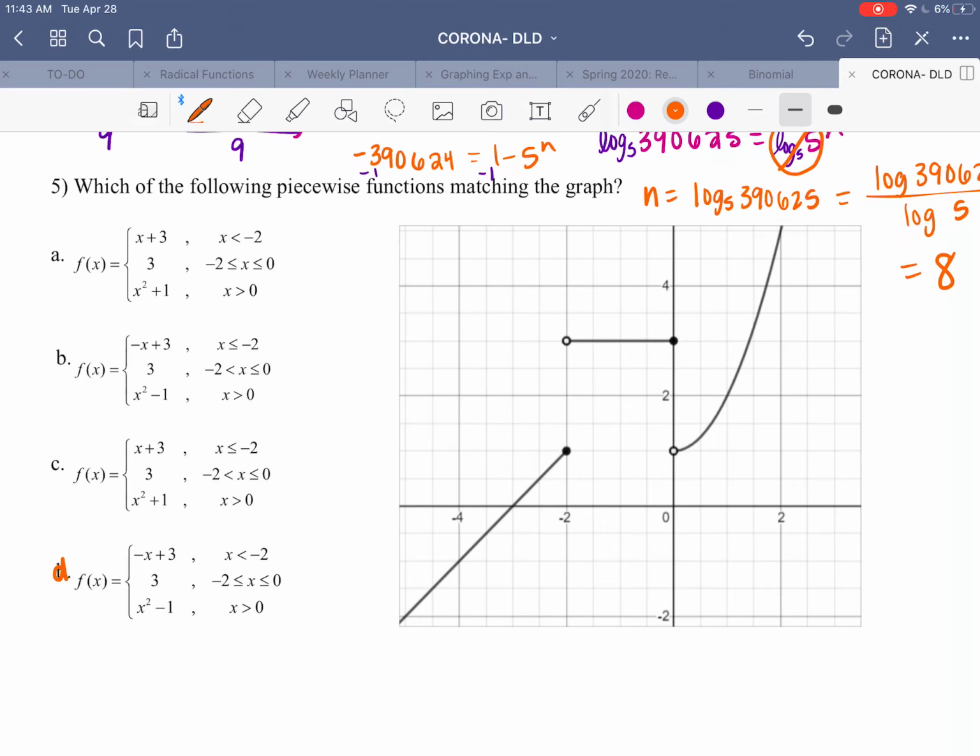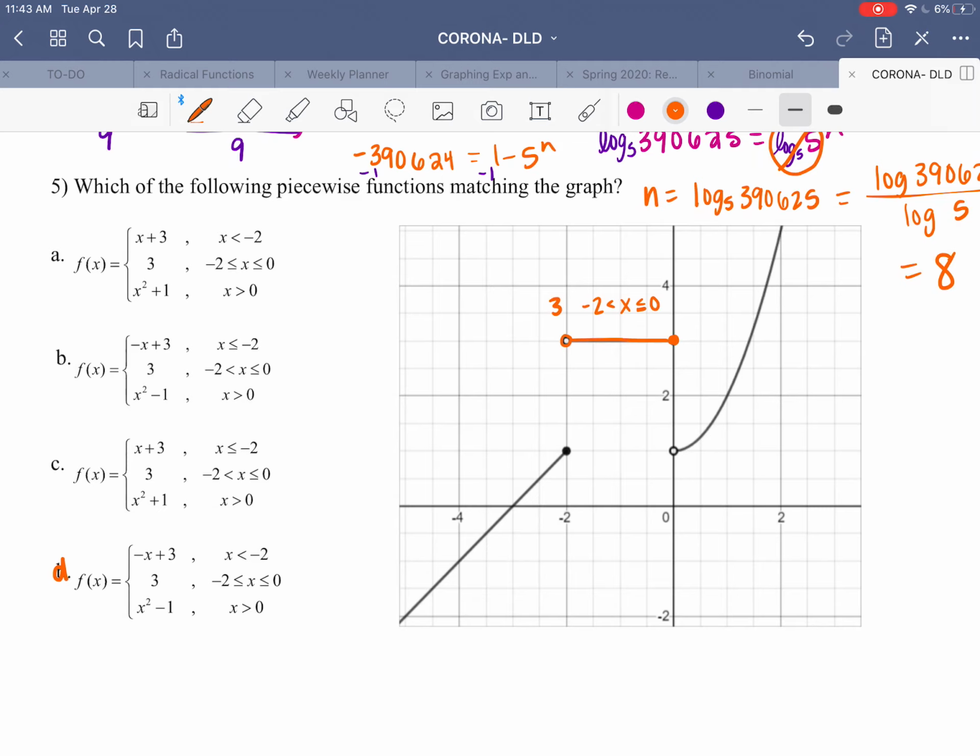Okay, so start with the easiest part of the graph. In my mind, the easiest part of the graph is this one right here. So we have an open circle here, a line at 3, and a closed circle. So let's look through and see which of these has that correct line. So we know it's going to be 3, and then at -2 we have an open circle. So that means it's going to be -2 is less than x is less than or equal to 0 because we have a closed dot right there. So remember, closed dot means it has the equal to in it, okay? And if it's an open dot, that means that there's no equal to.